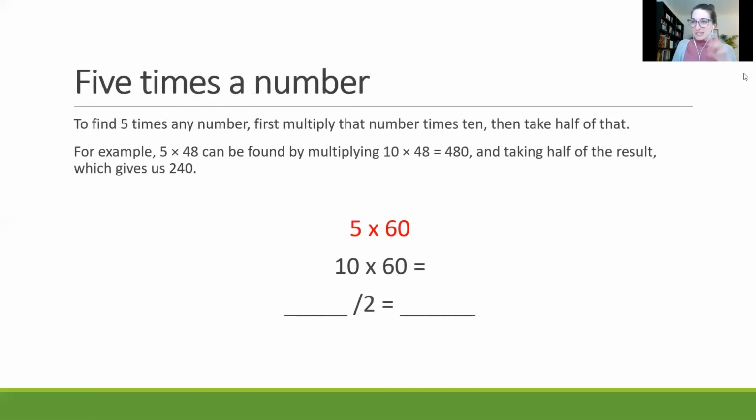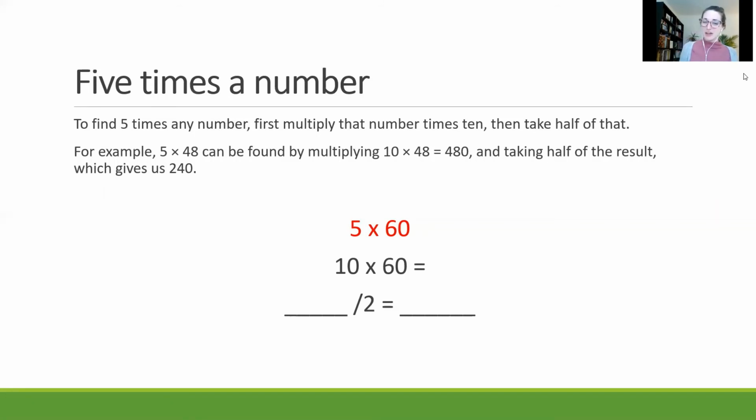Now, 5 times a number is another rule that we can use. So to find 5 times any number, it may be easier to think of it times 10 first, just like the rule we just practiced, and then cut that in half. So for example, 5 times 48, that's kind of a difficult one to do in your head. So you could instead do 10 times 48. Well, 10 has the 1 0, so I'm just going to add 1 decimal place to make that 480. And then I'm going to take half of that, and half of 480 is 240. So 5 times 48 is 240.